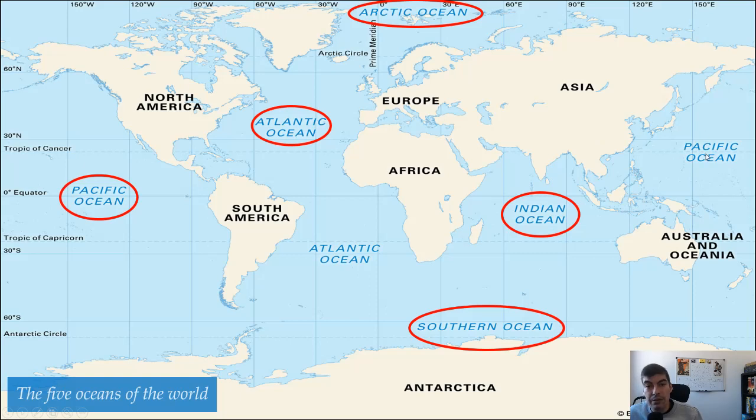And then we have the polar oceans. They are the Arctic Ocean next to the North Pole and the Southern Ocean next to Antarctica in the south. Okay, very easy, but we have to know them and we have to know where they are.